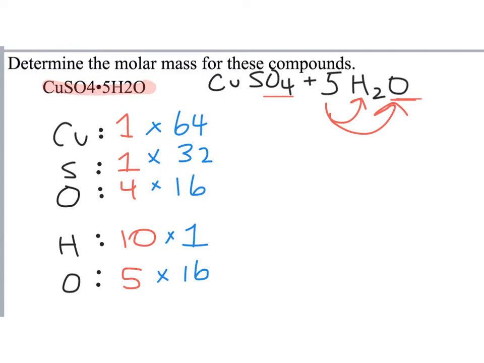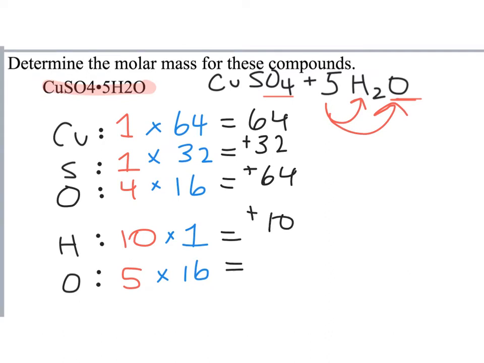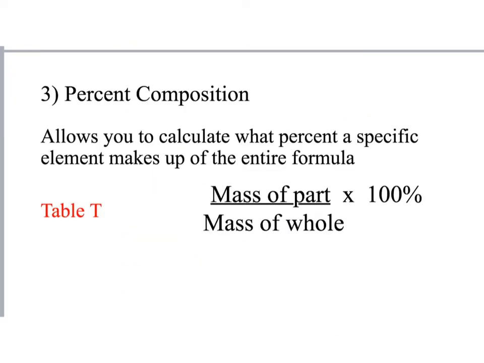Then we're just going to go ahead and set these all equal. Multiply it out and add it up. This is going to be 64 plus 32 plus 64 again plus 10 plus 80, which is going to lead us to our final answer of 250, which is the molar mass of this substance here in grams per mole.